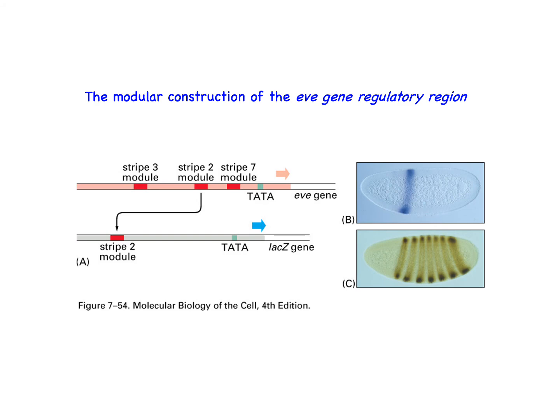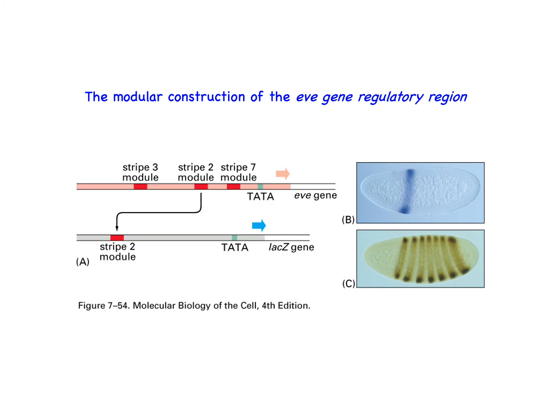And if we look at the gene itself, what we see is that there are different regulatory modules that are promoting expression in the 7 different stripes. So we can take one of those modules, in this case, the module for the stripe 2, and it's shown on the bottom left here, put it upstream of a reporter gene.